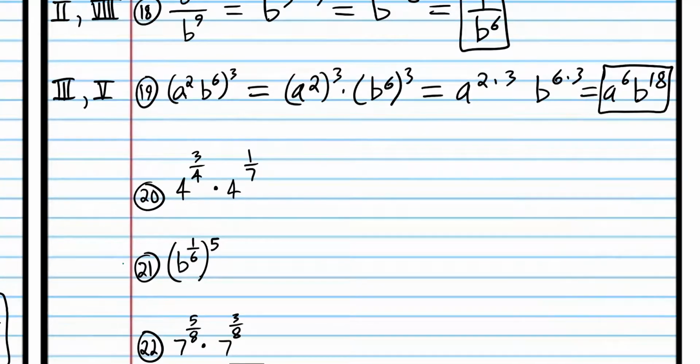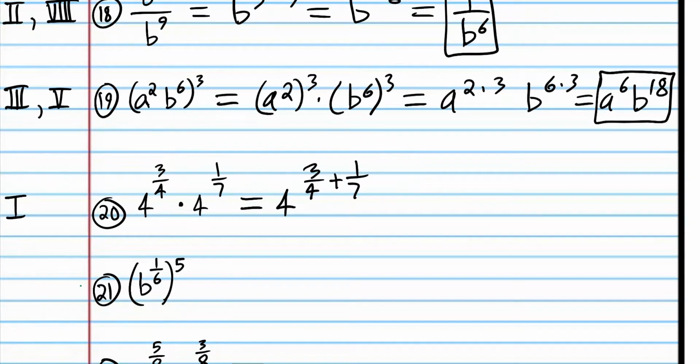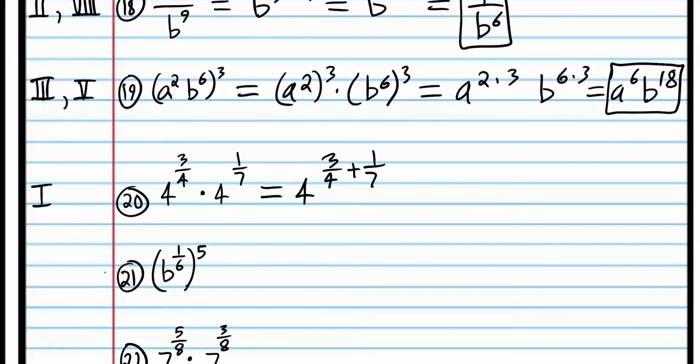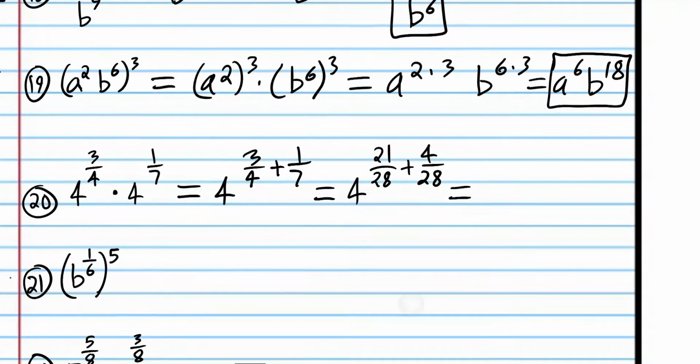So let's try number 20. We're multiplying powers, so that's rule number 1. We're going to add the exponents. So we have 4 to the 3/4 plus 1/7. But notice now we have fractions. We have to add these fractions, but we can't add fractions unless we have a common denominator. So I'm going to multiply both sides of this fraction by 7 to get 21 over 28. And I'm going to multiply both sides of this fraction by 4 to get 4 over 28. Now we have a common denominator, so now we can add them up. 21 over 28 plus 4 over 28 equals 25 over 28.